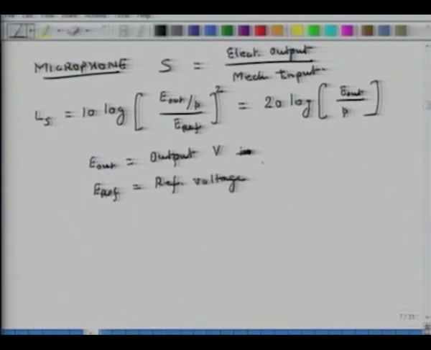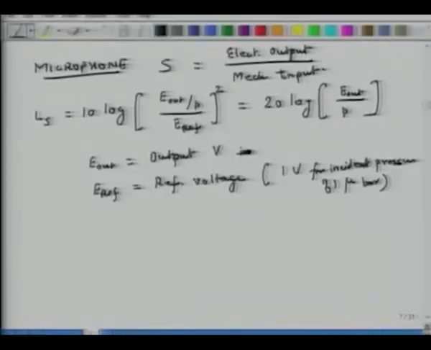And typically it is 1 volt if my incident pressure is 1 microbar. 1 bar is 10 to the power of 5 pascals, which is 1 atmosphere. 1 microbar is 0.1 pascals. So E ref is the reference voltage, about 1 volt for an incident pressure of 1 microbar. Because of that, E ref goes away.